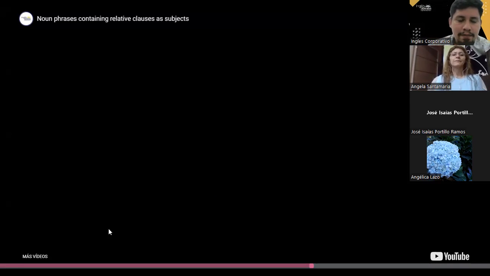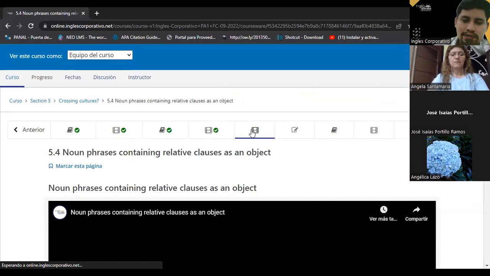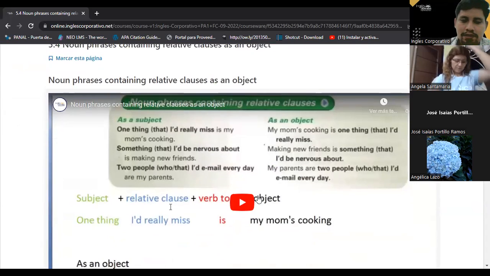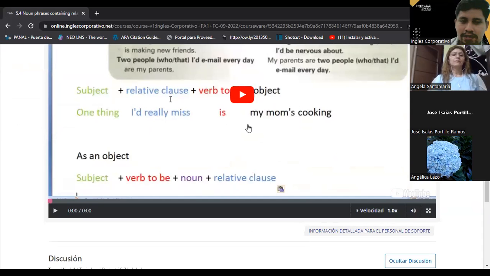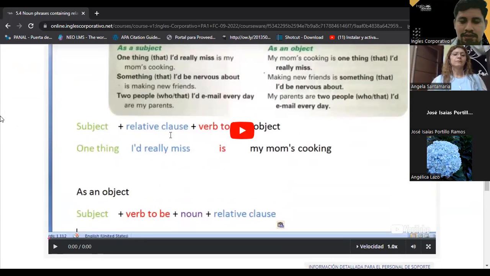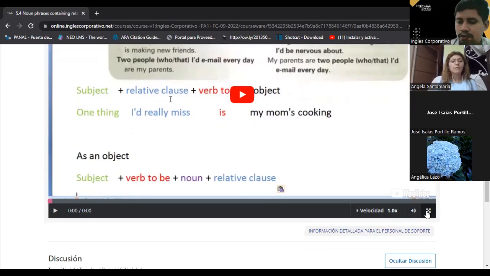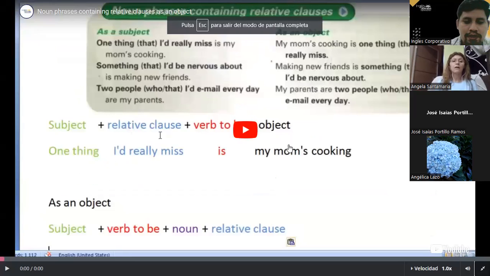Okay, guys. Now we're going to move to the next part. That is, using noun phrases containing relative clauses, but in this case, used as an object. Just pay attention to this part because the structure is a little bit different. You're going to find that the subject in this case is going to be inverted with the relative clause, because the relative clause is going to be at the end. The structure is going to be subject plus verb to be plus noun plus the relative clause. Pay attention here. Then I'm going to explain a little bit more about this topic.